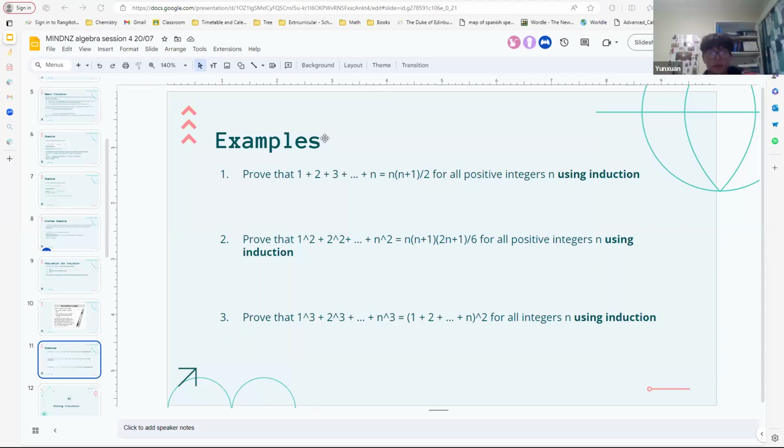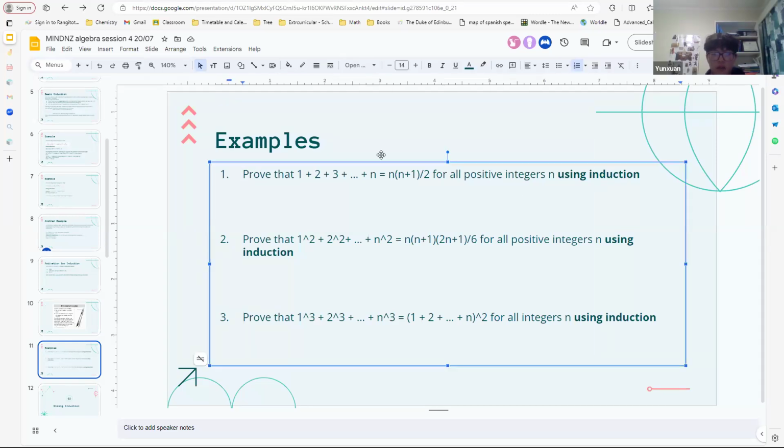So now we'll go through example problems. I'll give you guys 1 minute to try the first problem. Although these problems don't necessarily need to be done by induction, it's probably faster to do the second two by induction, but the first one can be done by pairing as well.